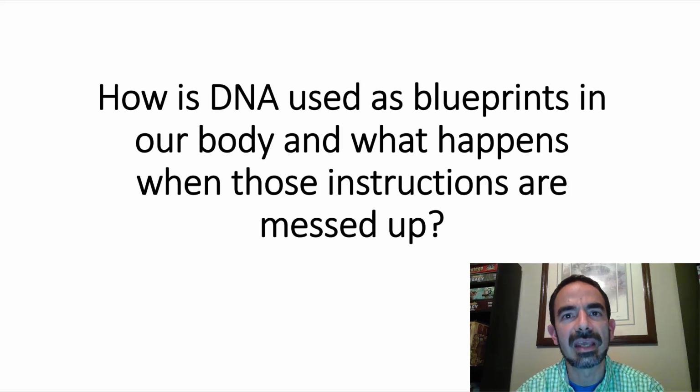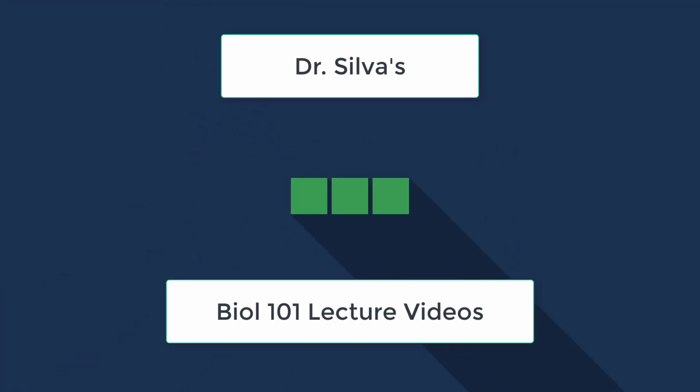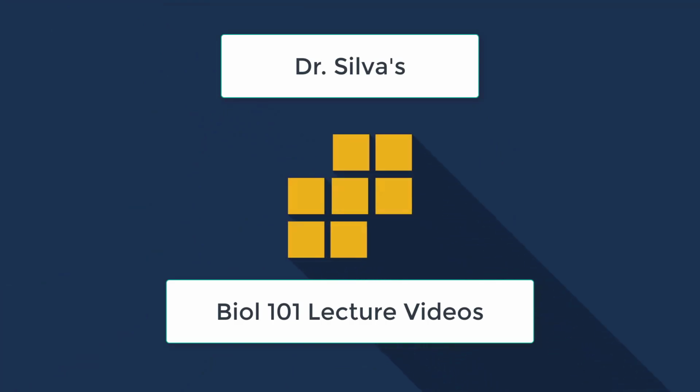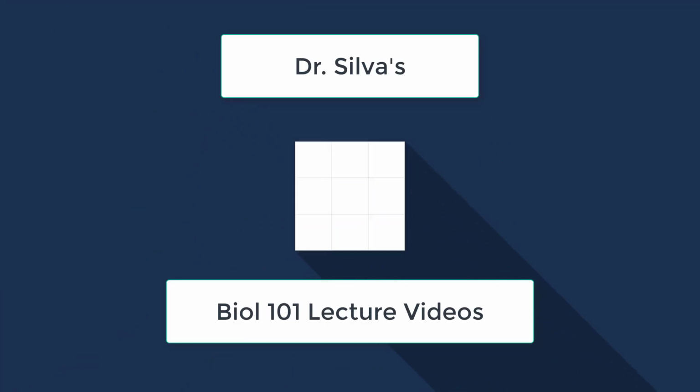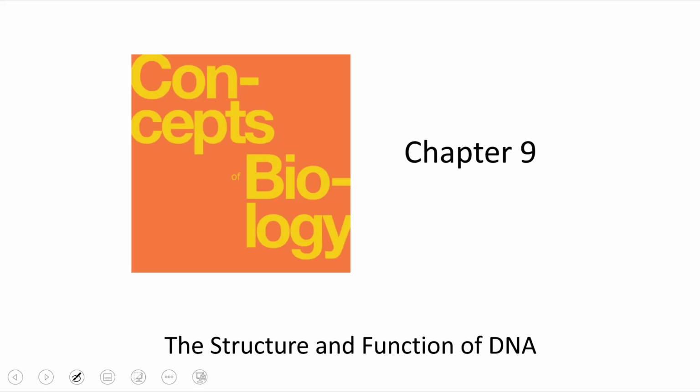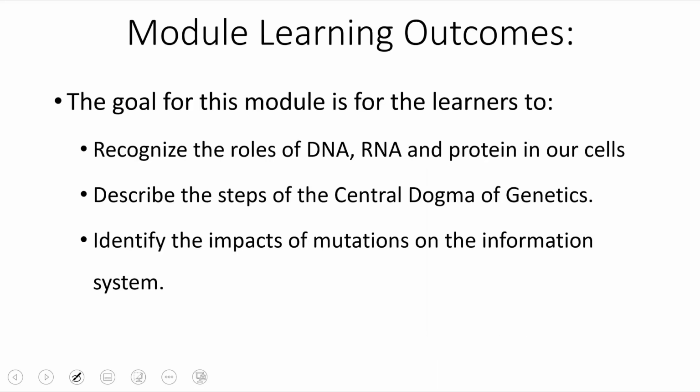How is DNA used as blueprints in our body, and what happens when those instructions are messed up? That's what we'll be talking about in this module. This information comes from Chapter 9 in our textbook.